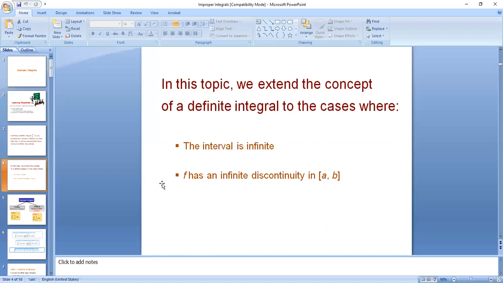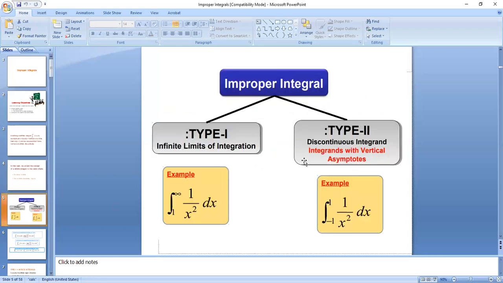The second type is when the function has an infinite discontinuity. Meaning the function, when plotted on the interval a to b, has a break. It is discontinuous, it has an infinite discontinuity. So this is where improper integrals come in. We divide it into two types.